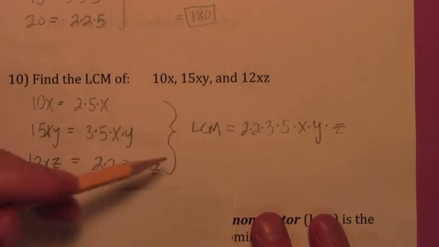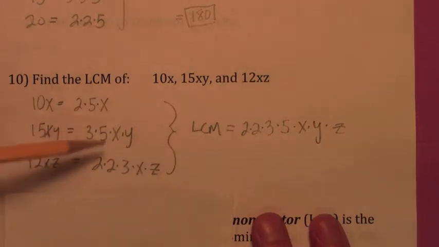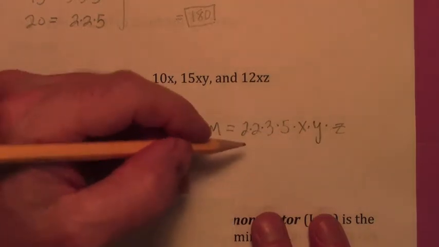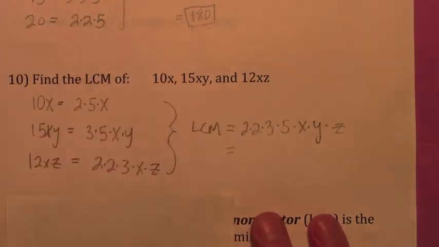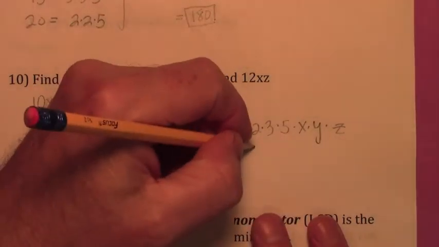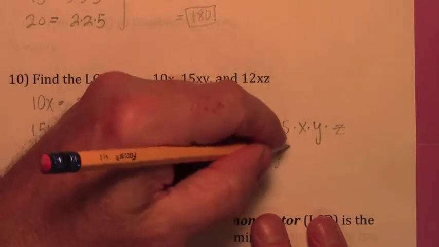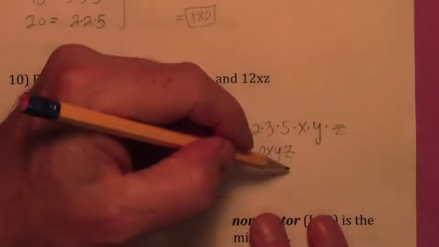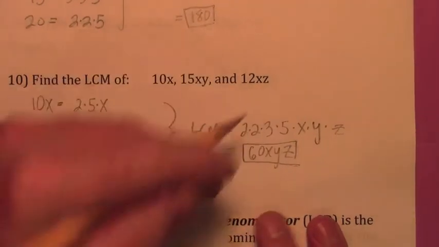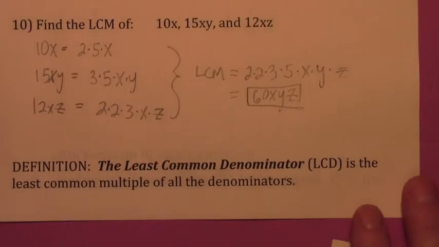So again, you built this number just so it barely contains each of these numbers as factors. So what is that number? Let's see, 4 times 15. 4 times 15, is that 60? 60xyz, that's right. That's the LCM.